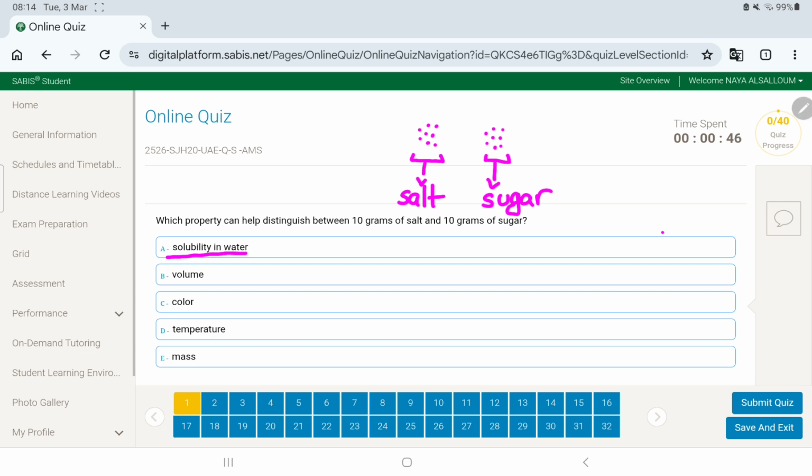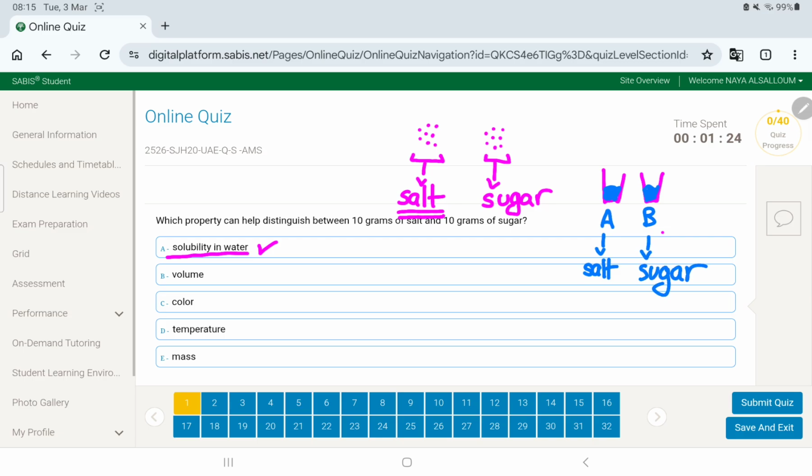Solubility in water. This is the correct answer from the very beginning. Now, guys, why? It's because salt generally dissolves faster than sugar in water. Because, for example, here I have these two cups of water, let's say. We have A and B. A is for the salt and B is for the sugar.